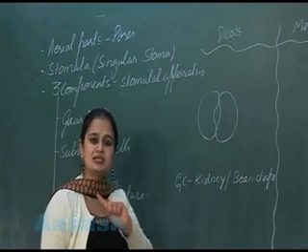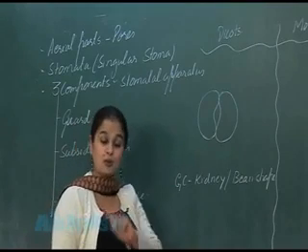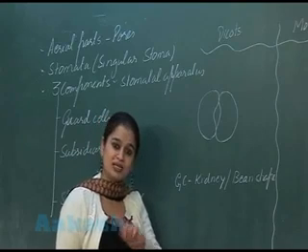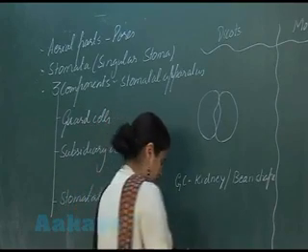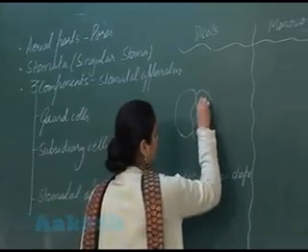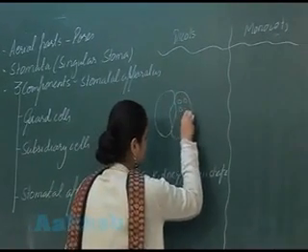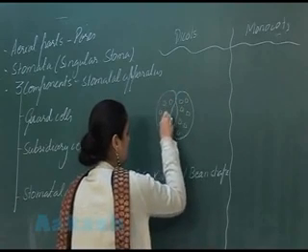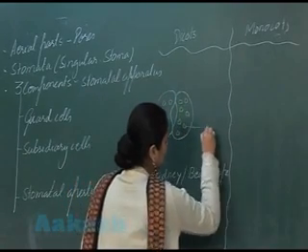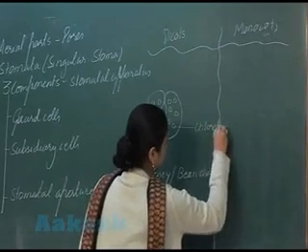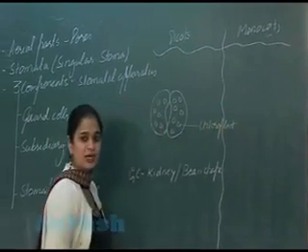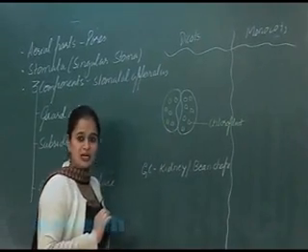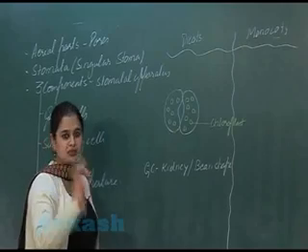Now epidermal cells are non-green, but the only cell of the epidermis which is green, which is going to possess the chloroplast, is the guard cell. So guard cells are specialized epidermal cells which are green, they possess chloroplast. Now the cell wall of the guard cell is differentially thickened.